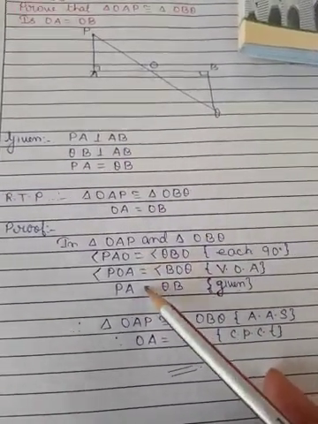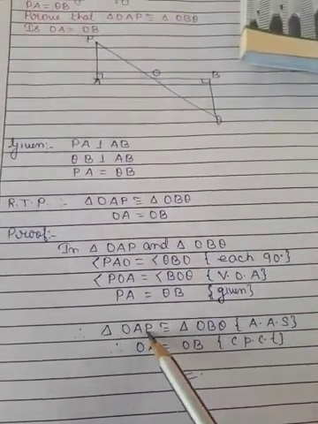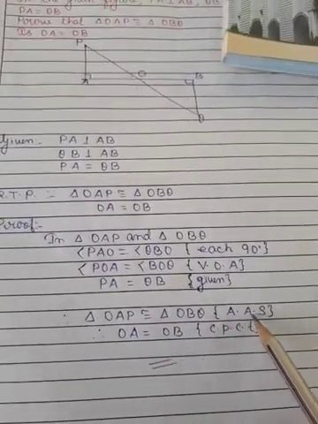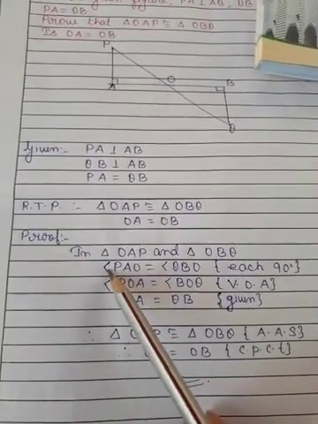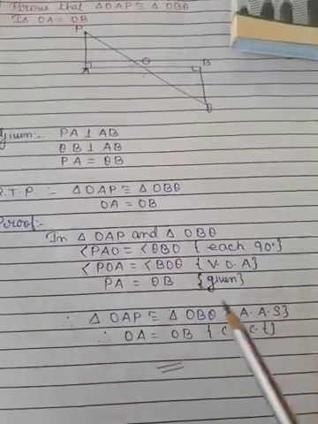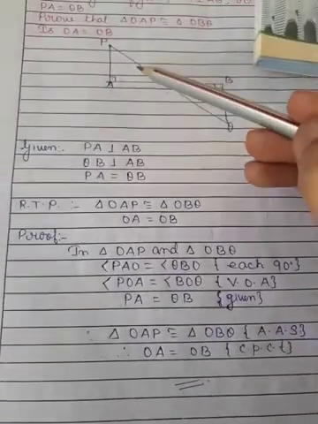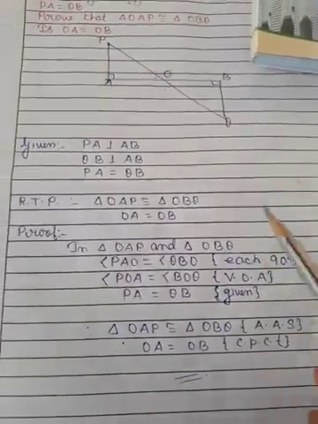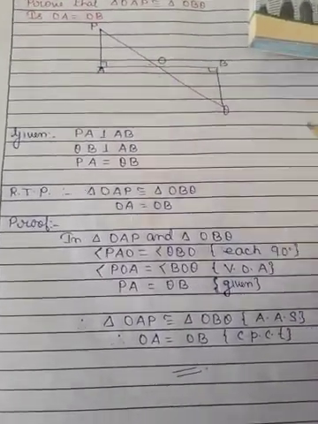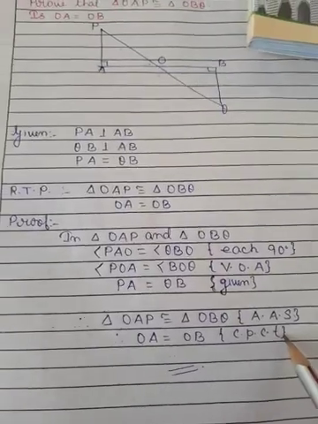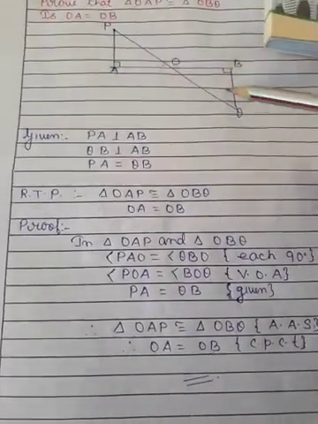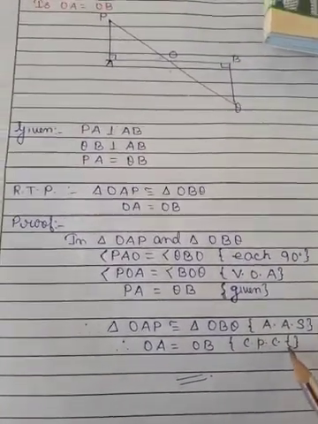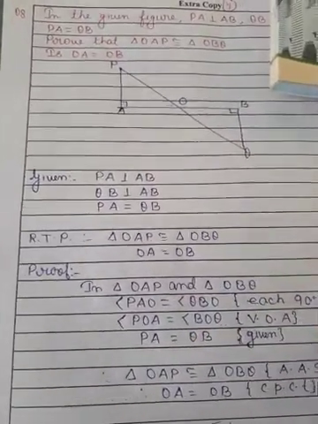So three things we got equal. Therefore triangle OAP congruent triangle OBQ, and the criterion is angle side. Why? Because this is angle and this is side. So these two triangles are now proved congruent, and then OA equal to OB. The reason will be CPCT. As I told you, when triangles are proved congruent, we can take their parts equal, and the reason will be CPCT. So this is all about question number 8.